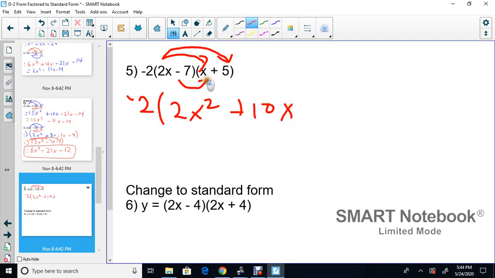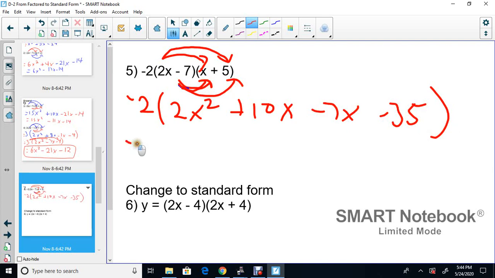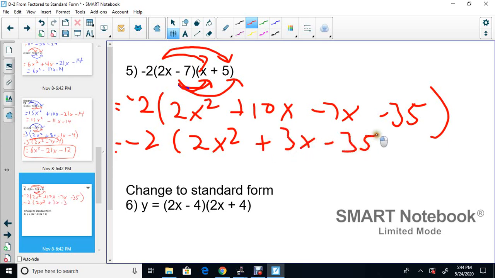Then negative 7 times x. Maybe I'll use a different color again. Sorry. We'll continue. We'll do this one all in one color. So negative 7 is negative 7x. And then negative 7 times 5 is negative 35. Close the bracket. Minus 2. Collect the two middle terms. 2x squared. 10 subtract 7 is 3. So it's plus 3x minus 35.